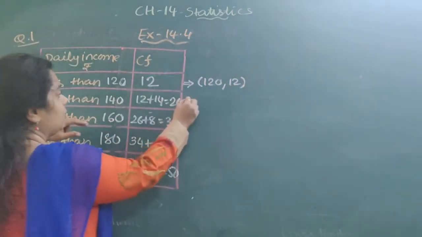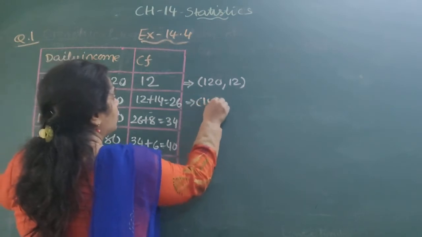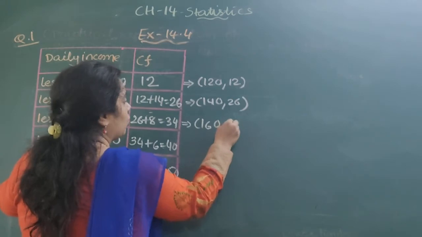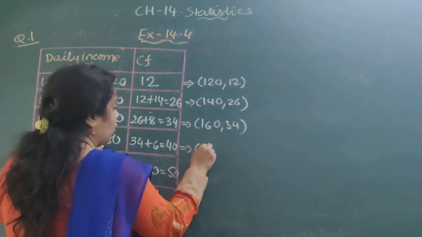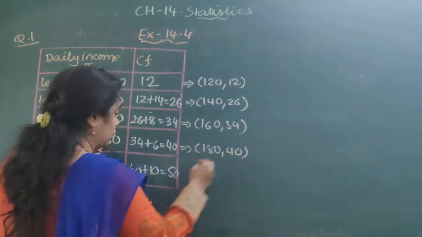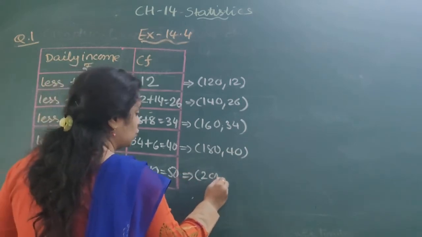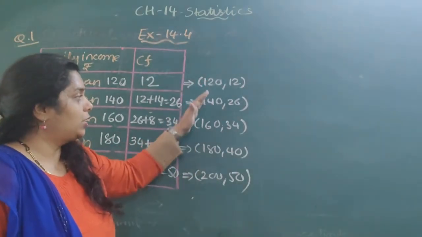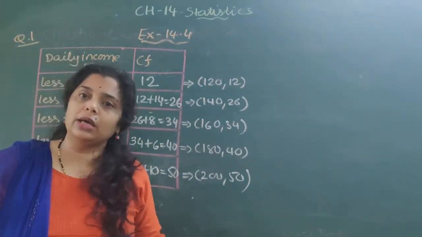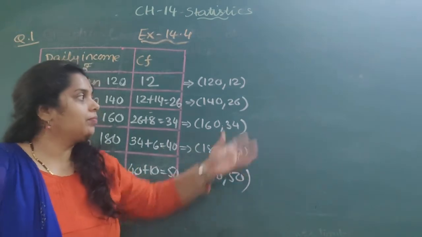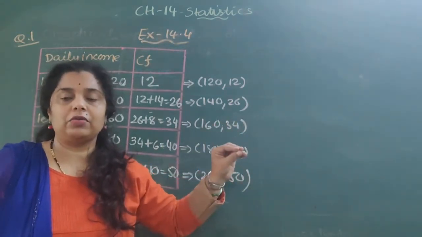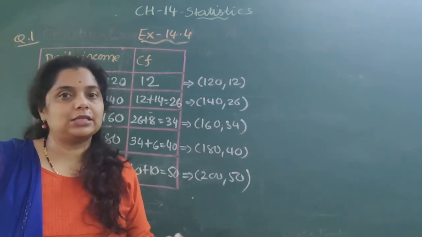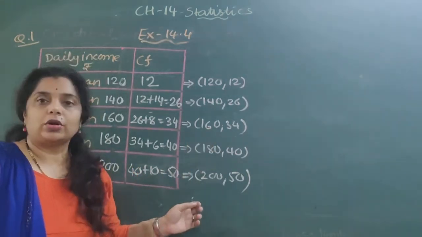The second point is 140, 26, then 160, 34, then 180, 40, and the last point is 200, 50. Isn't it easy? Now these 5 points we have to plot on a graph, and then we can say that this is the ogive, or less than type representation of cumulative frequency. That's it. So let's plot the graph.